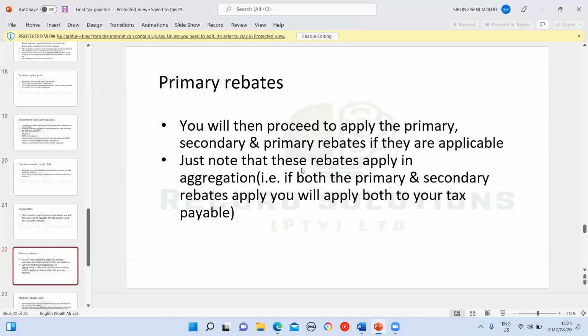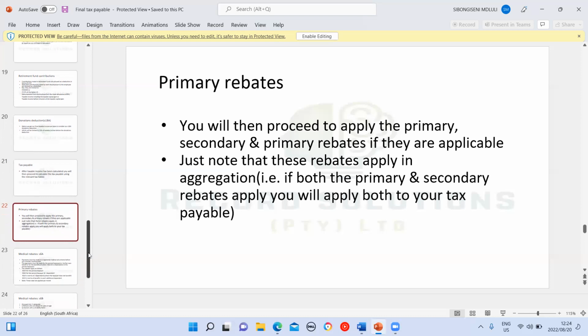Just know that these rebates apply in aggregation. So if both the primary and secondary rebates apply, you will apply both to your tax payable. I.e., if you are above 65 years old, you'll get the primary and secondary rebate. And if you're above 75, I think you'll get the primary, secondary, and tertiary rebate. That's what I mean by saying they apply in aggregation.